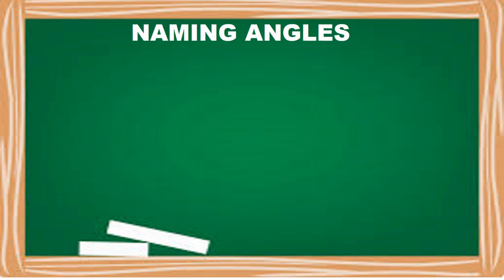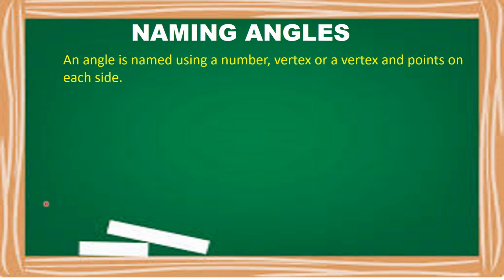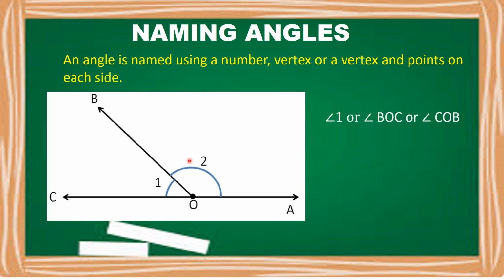How to name an angle. An angle is named using a number, a vertex, and points on each side. We have here in this figure two angles. We have this one, and this one. We can name this as angle 1 here. The symbol for angle, instead of writing the word angle, you can use the symbol. Or you can use the vertex and points on each side. So 3 letters B, O, C. B and C here are points on each side of this angle, and O is the vertex.